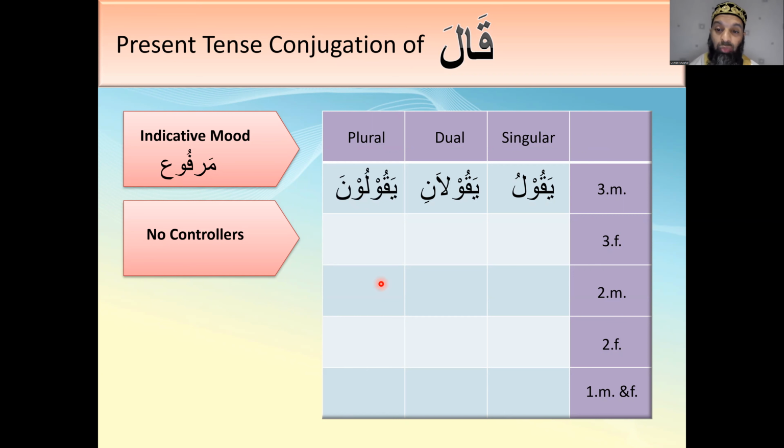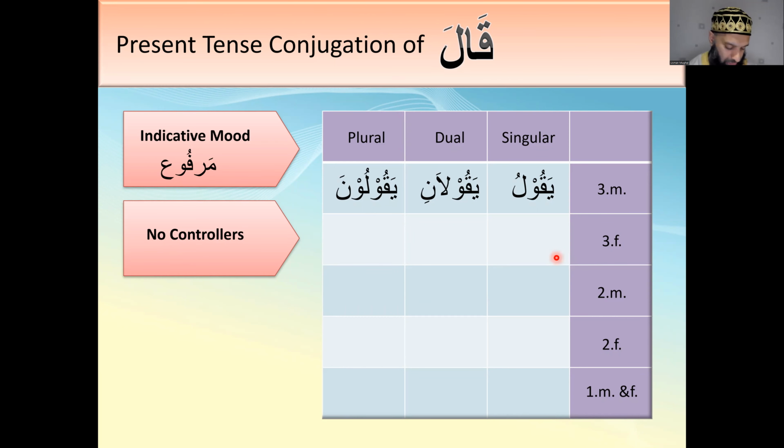Yaqulu. So once you've got the yaqulu part, it's not yaqalu. This actually is the waw coming out. The root letters of qala are really qaf, waw, lam. But in the past tense, it becomes an alif. You just see an alif there. But the waw of the root has come out now in the present tense. Yaqulu, yaqulani, yaquluna.